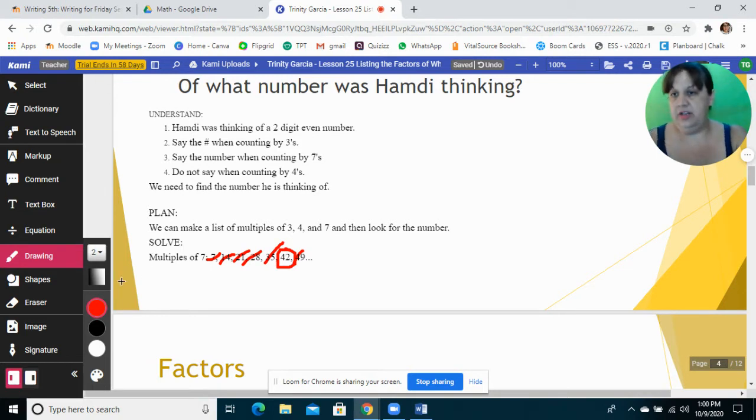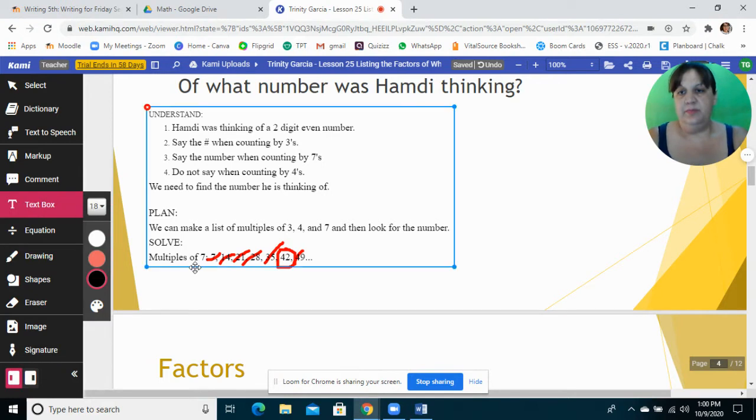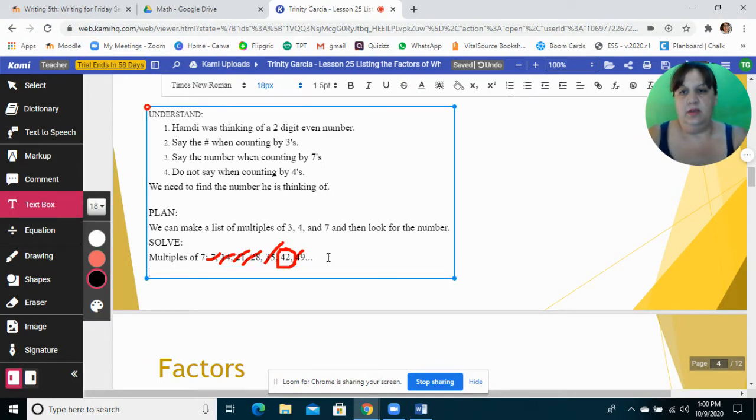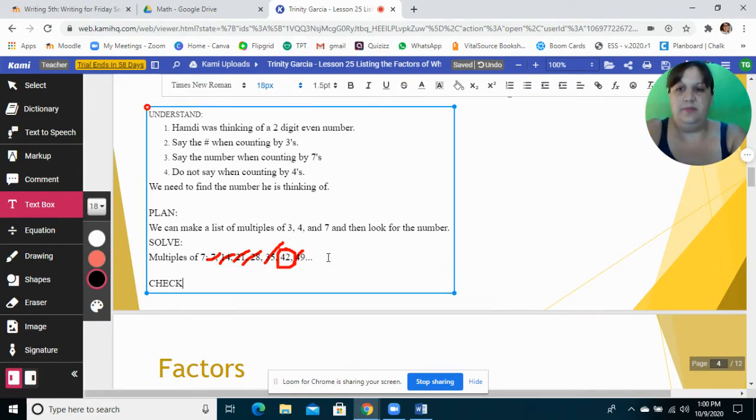Okay, so now we're going to check our work. Let me get back my text here. We're going to move on to check. Okay, and we're going to check our work. We're going to see, is 42 an even number? Yes, it's an even number. Okay. Do we say it when counting by 3s? Yes.